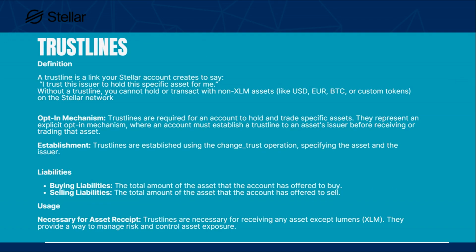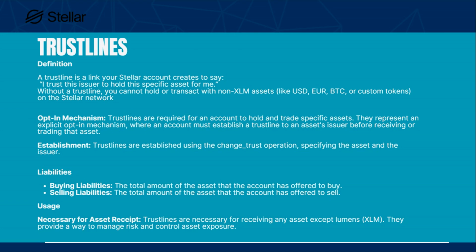Now let's talk about trustlines, which are one of Stellar's most unique and powerful features. A trust line is a link that a Stellar account creates to say, I trust this issuer to hold this asset for me. On Stellar, you can hold USD, Euro, BTC, or custom tokens. Unless you explicitly create a trust line, you cannot hold them. This creates an opt-in asset model.